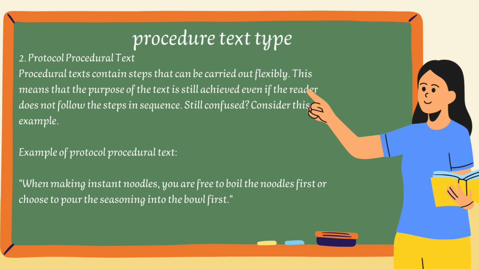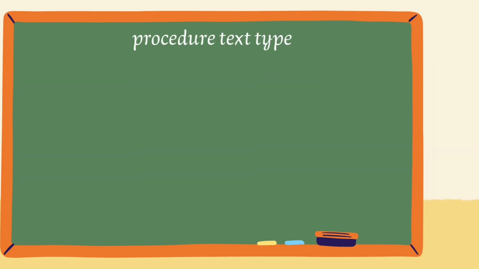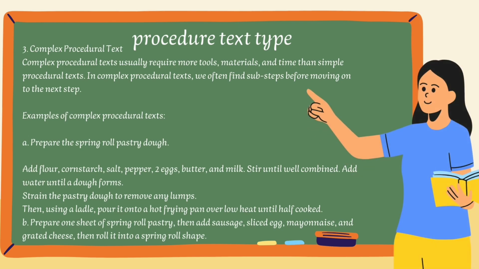Complex procedural text usually requires more tools, materials, and time than simple procedural text. In complex procedural text, we often find sub-steps before moving on to the next step. Example of complex procedural text.